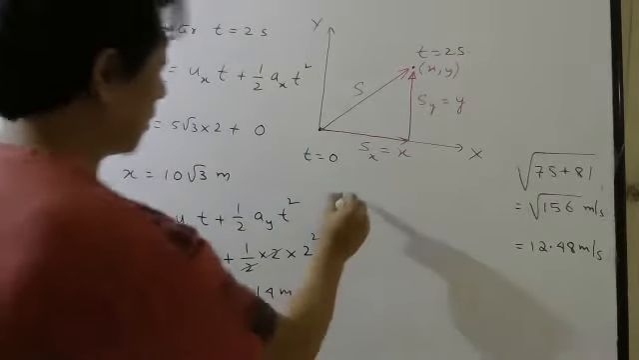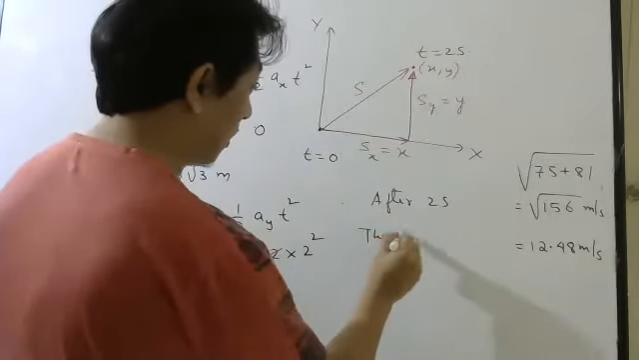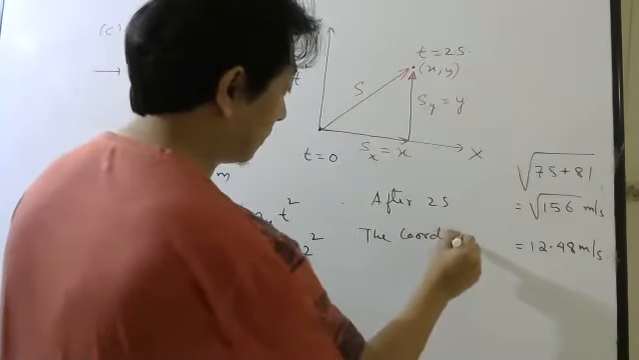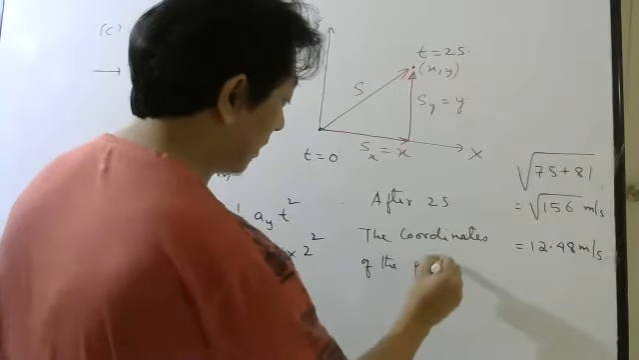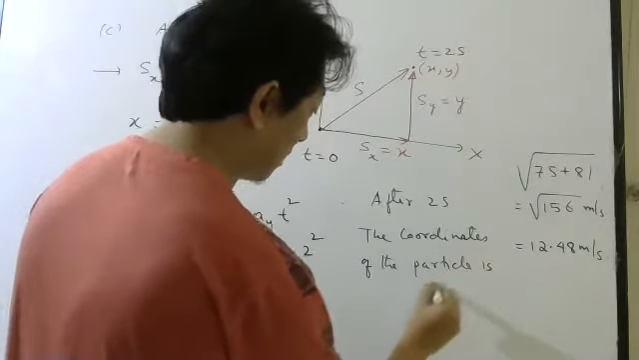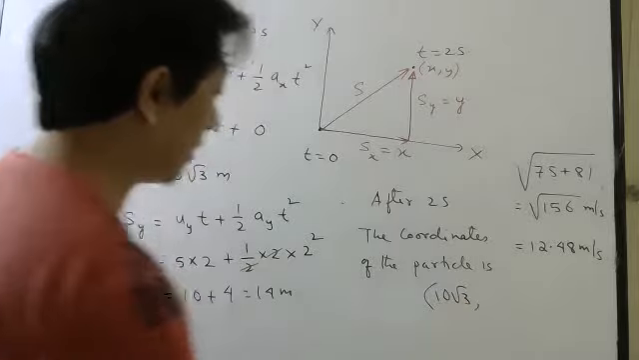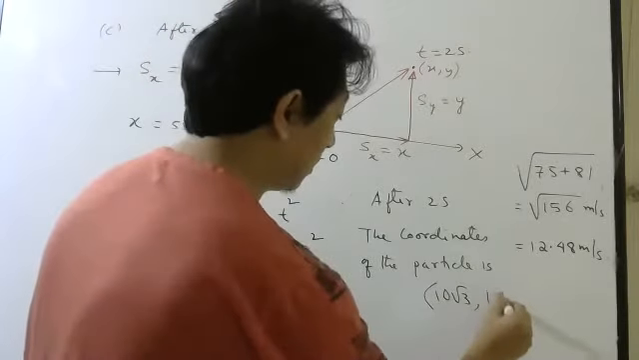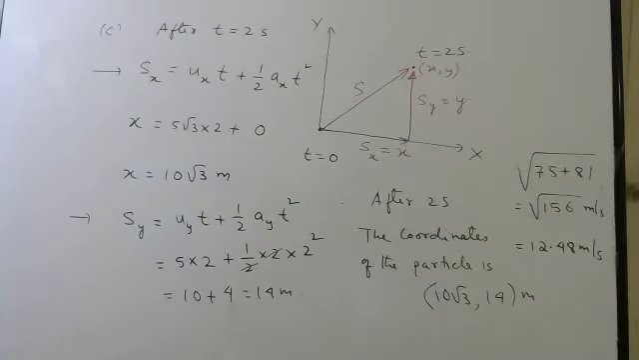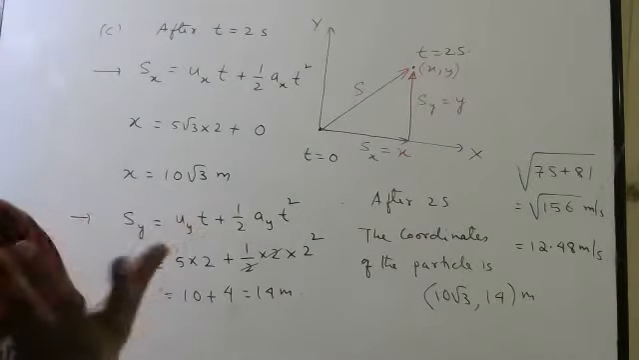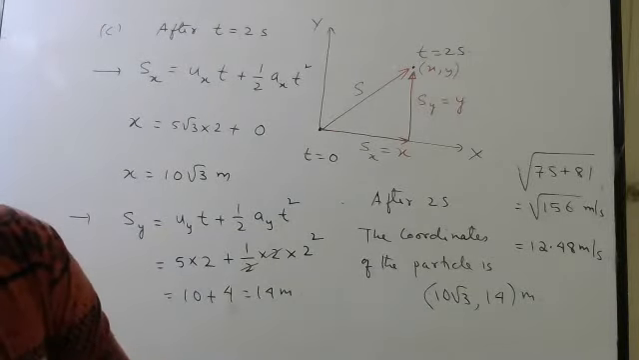So therefore, after 2 seconds, the coordinates of the particle are 10 root 3 comma 14 meters. So basically, whatever we did in 1D, the same thing we are doing, one along the x-axis, one along the y-axis. That's it.